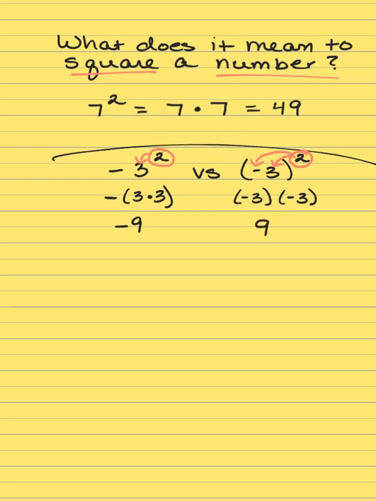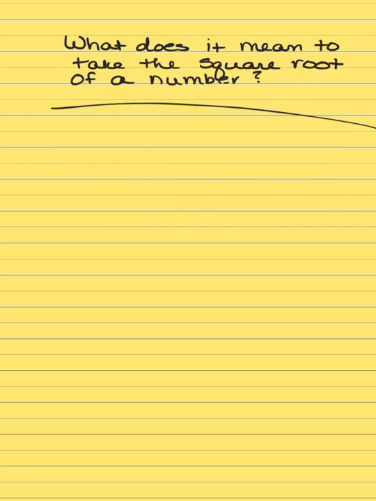for our answer, for our result. So it's important to remember that difference when we're squaring a negative with the parentheses and without. With the parentheses, the power is seeing both the negative sign and the number. Without the parentheses, the power is only seeing the number and the negative sign is added in at the end.